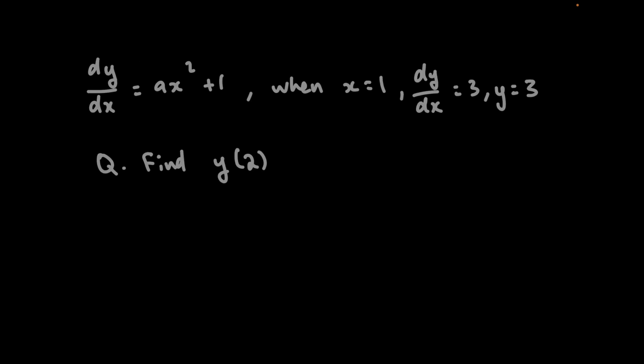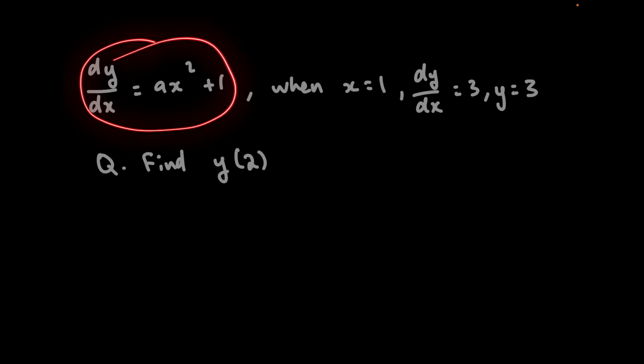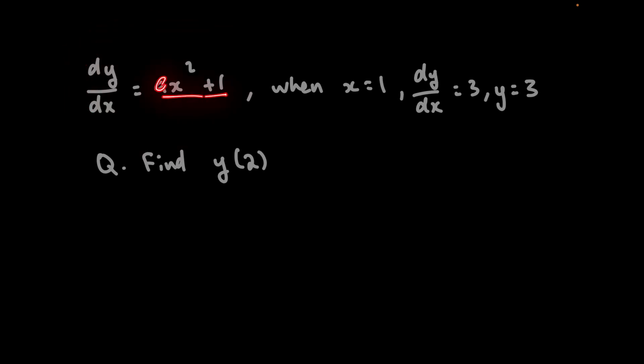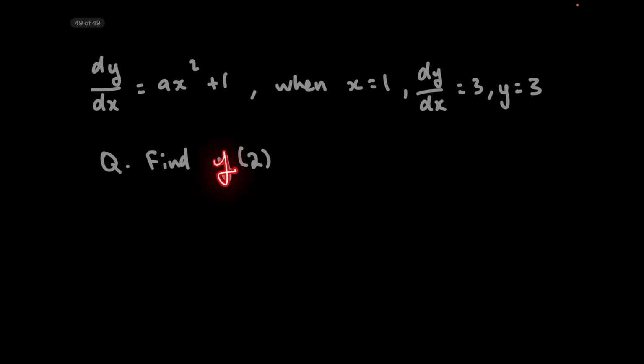Okay, this is our next question. We are given that the derivative function for a question is equal to this, where a is some unknown integer. And we also know that when x equals 1, the derivative is equal to 3, and the y value of the original function is equal to 3. And we're told to work out what is the y value of the function, not the derivative, the y value of the initial function, when x equals 2.